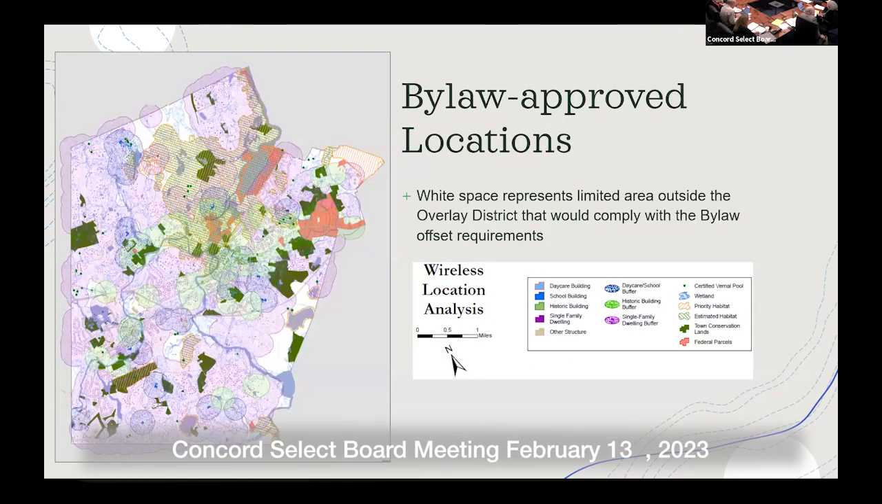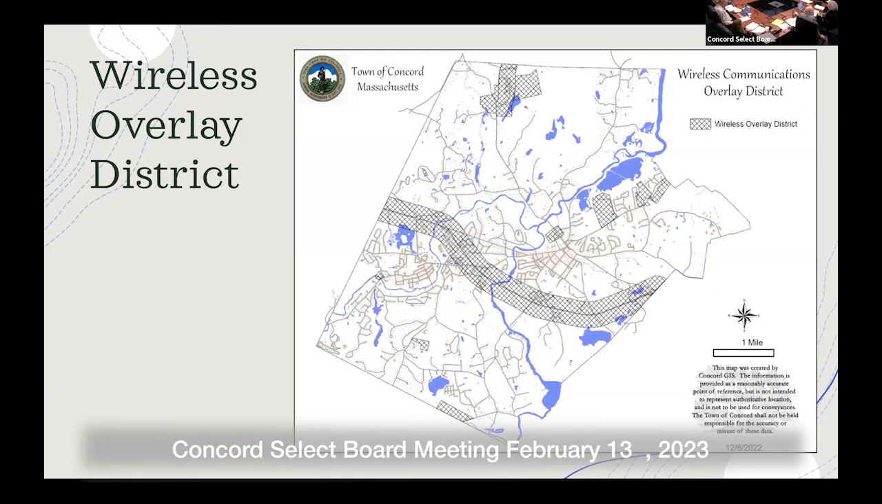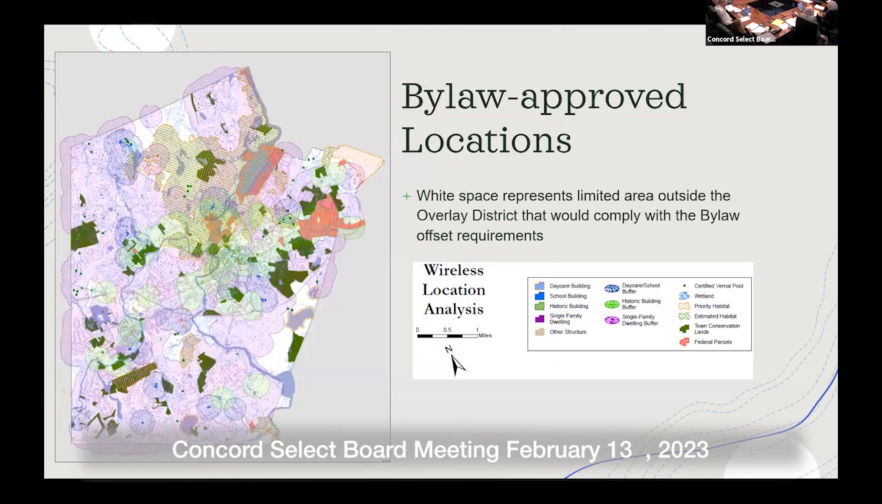The next map I'm going to show you is if you look at all of the buffers that are listed in the bylaw itself that have to do with historic buildings, schools, residences, all of them with 1,000-foot buffer saying that facilities should not be located here. You can see any area in white are the only areas left that are covered. And then you have to still overlay this map on top of it to show the number of parcels that are actually allowable by the wireless bylaw.